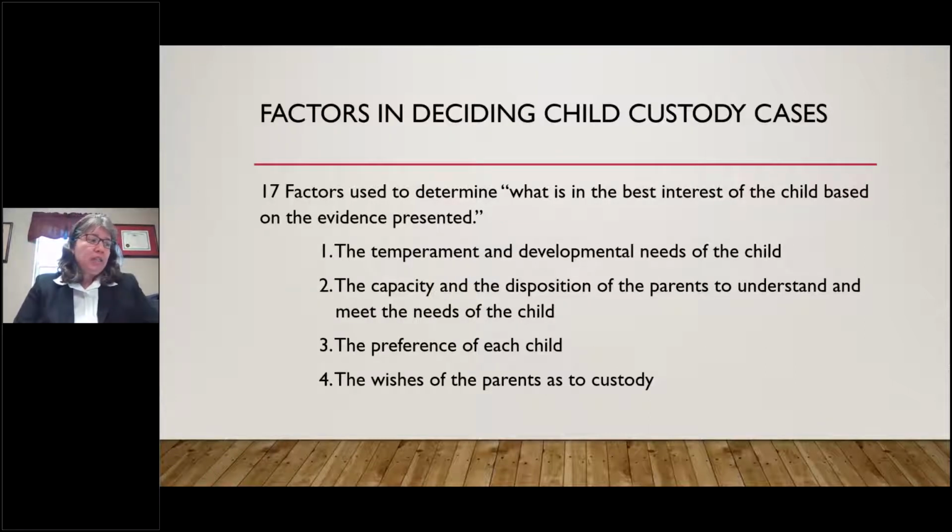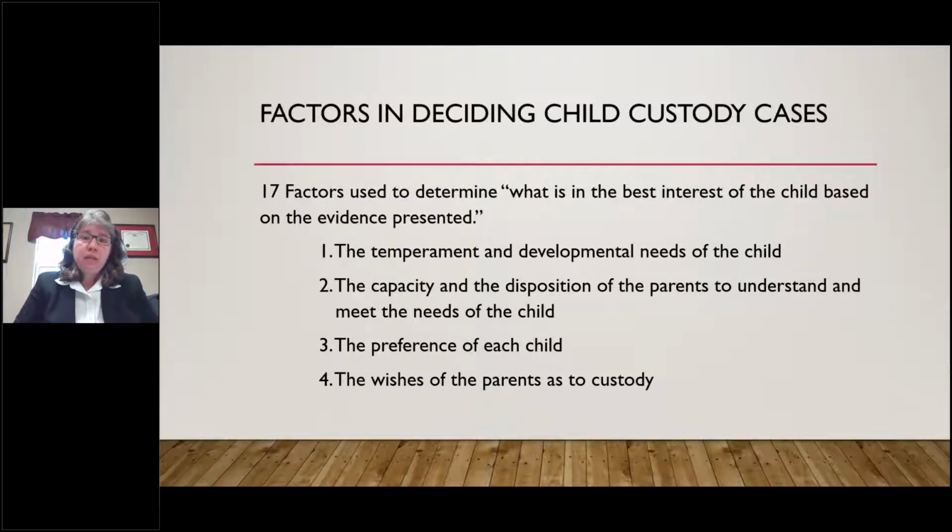So when you bring a custody action, the court's going to look at factors to decide who is the best person or persons to have custody of the children or the child. And there's 17 factors that the court looks at to determine this. And sometimes one factor may weigh heavier than another, and it depends on the cases. So it's really hard to determine who may be the custodial parent at the end of a custody case.